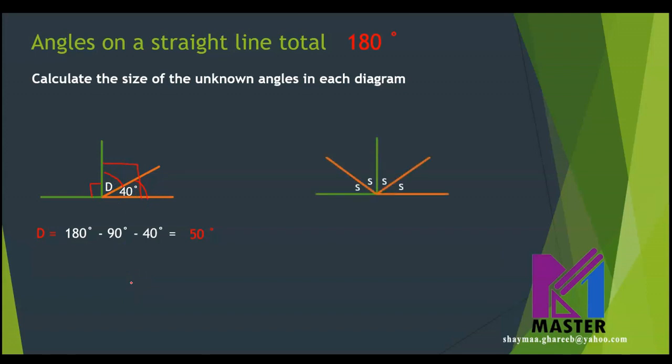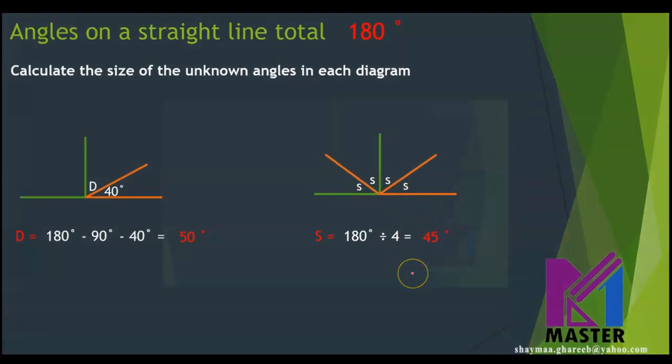Is this clear? Now look at this diagram. How many angles do I see here? I have 4 angles. These 4 angles are all the same size. Why? Because all of them have the same letter, S, which means all of them are equal in size. So we said all the angles on a straight line must add up to 180, and this 180 is divided into 4 equal angles. So in order to get the size of each angle, I will divide 180 by 4. Then angle S equals 180 divided by 4, which is 45 degrees. So each one of these angles equals 45 degrees.